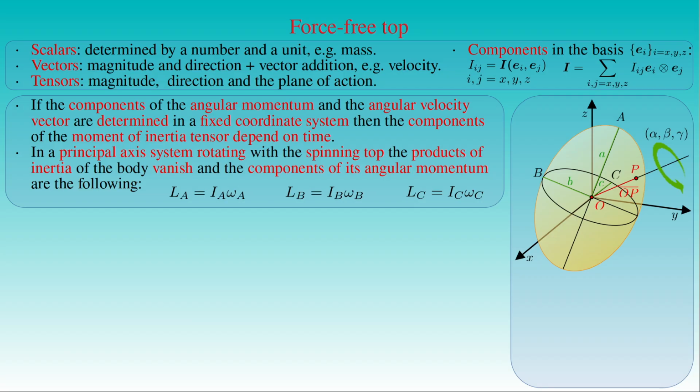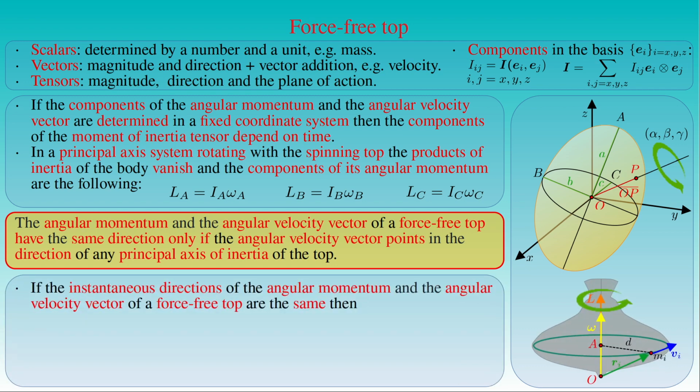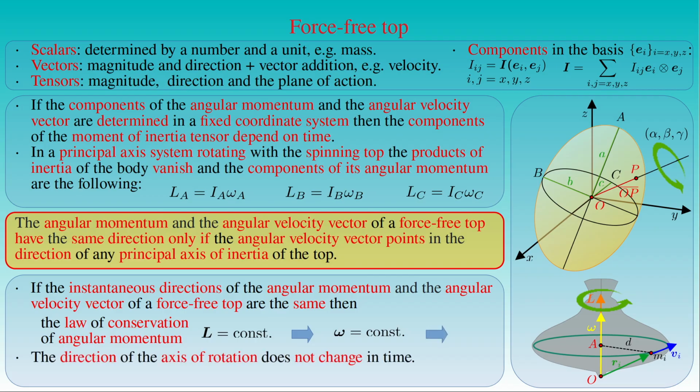It follows from this result that the angular momentum and the angular velocity vector of the force-free top have the same direction only if the angular velocity vector points in the direction of any principal axis of inertia of the top. In such a case there is only one non-zero component of the angular momentum and the angular velocity vector in the principal axis system. If the direction of the angular momentum and the instantaneous direction of the angular velocity vector of a force-free top are the same, then the law of conservation of angular momentum, stating that the angular momentum of the force-free top is constant, implies that the angular velocity vector of the top is constant as well. Hence the direction of the axis of rotation does not change in time for a force-free top. We conclude that only a principal axis of inertia can be a free axis of rotation.